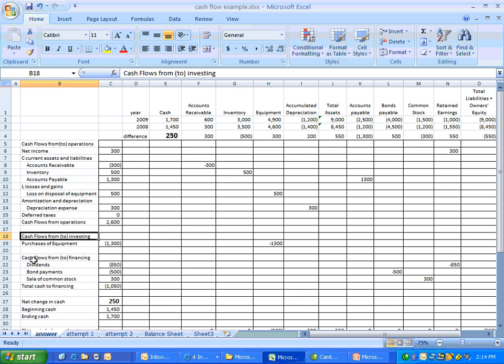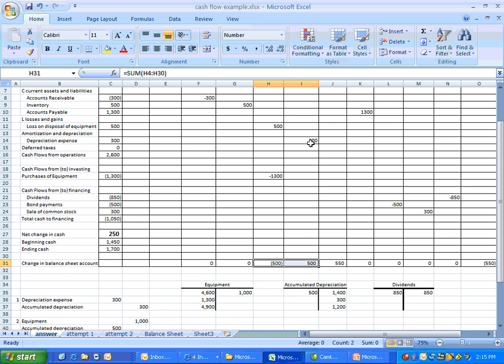Next, let's go down to cash flows from investing. Remember OIF. So here's the investing section. The only thing that we invested in this year, we had purchase of equipment of $1,300, and that's dropped over here in this column. And now if we look at our equipment and accumulated depreciation accounts, the total change, the equipment went from $4,600 to $4,900. That is an increase of $300. The accumulated depreciation went from $1,400 to $1,200. So accumulated depreciation decreased by $200.